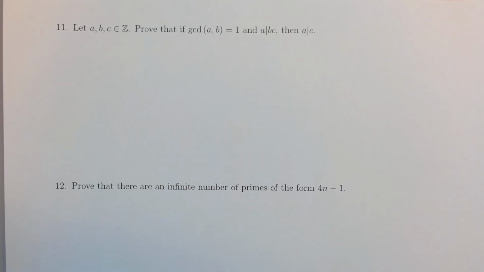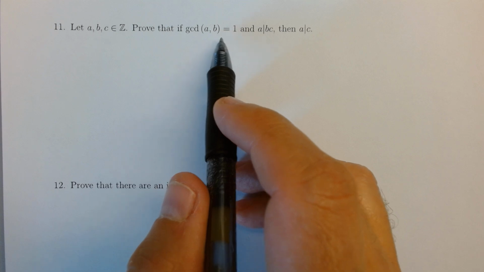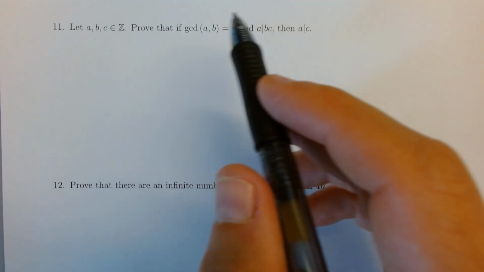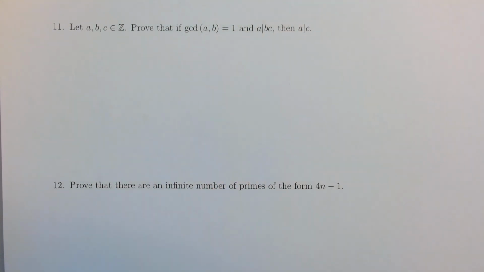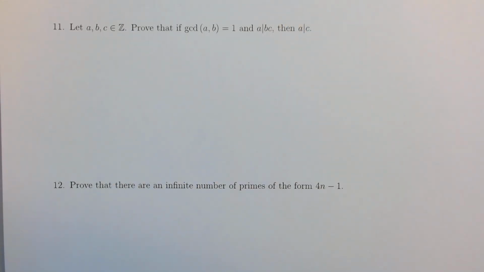Next, we have an exercise wanting us to prove that if a and b are relatively prime, the GCD is 1, and a divides the product of b and some other number c, then a must actually divide c. Well, it certainly can't divide b, but it does turn out that a has to divide c. So how do you prove something like that?